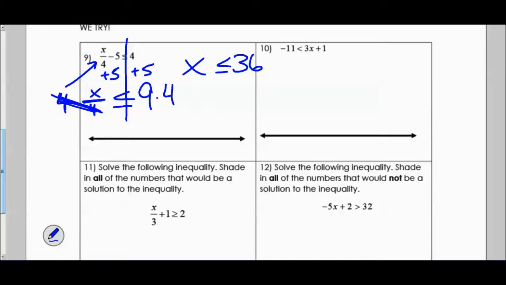So this is saying that x is less than or equal to 36. I put 36 on the number line. I'm filling it in because it could equal that, and it's all the numbers that are smaller than, or all the numbers less than 36.